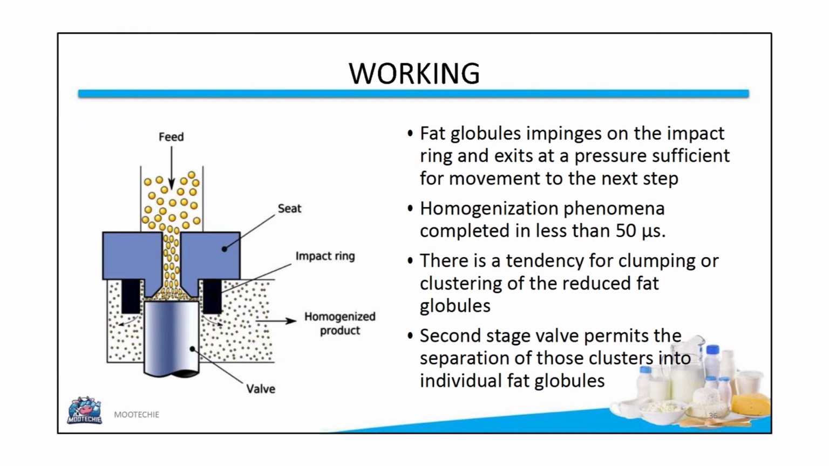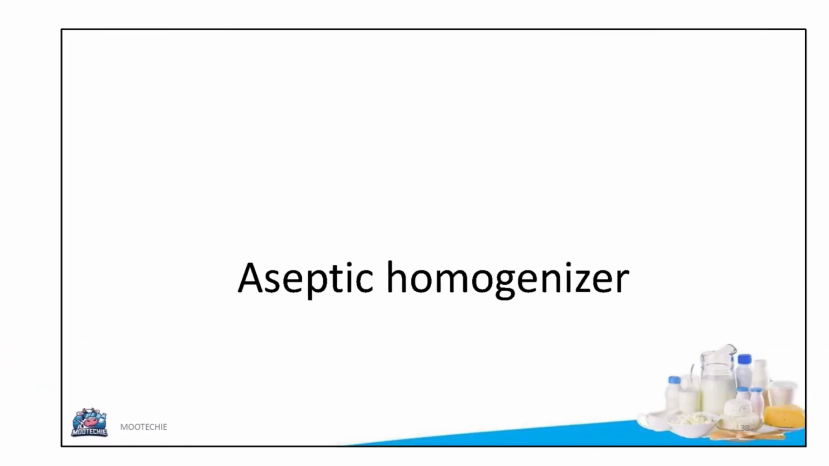The fat globules then impinge on the impact ring and exit at a pressure sufficient for movement to the next step. The entire homogenization phenomenon is completed in less than 50 microseconds. There is a tendency for the reduced fat globules to clump together. A second stage valve is used to separate these clusters into individual fat globules.